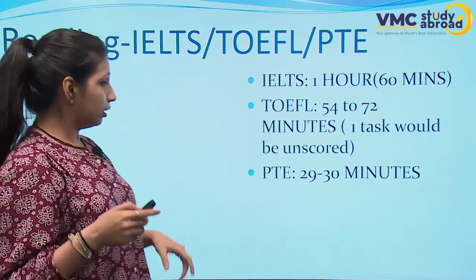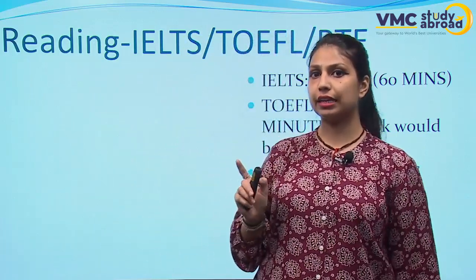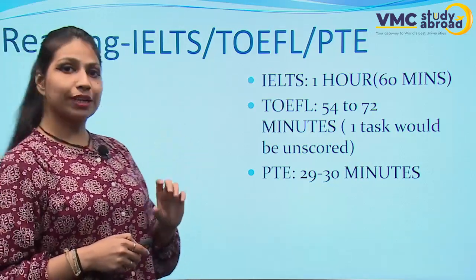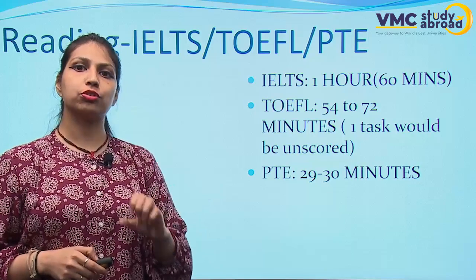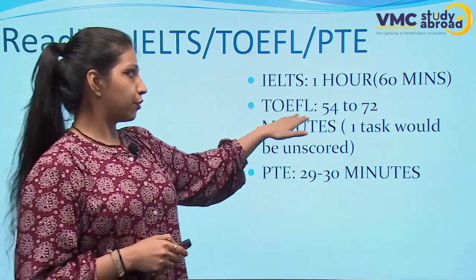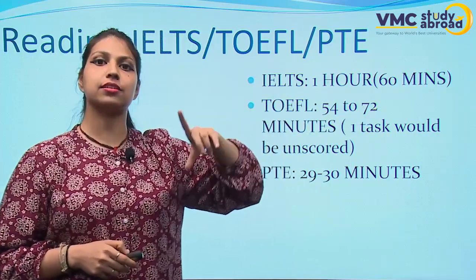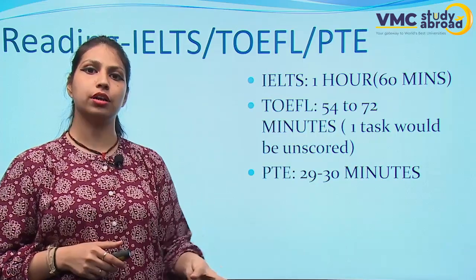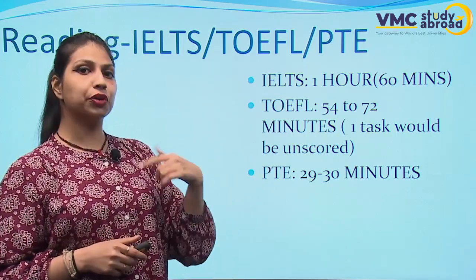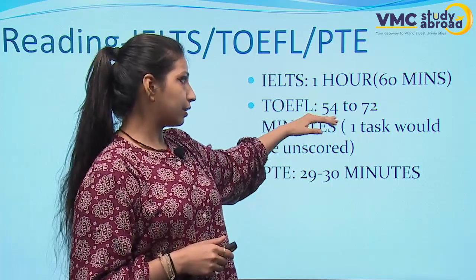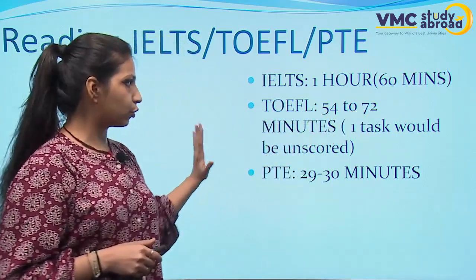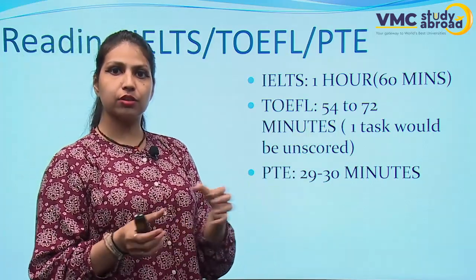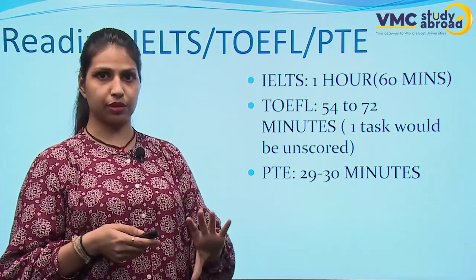Okay, if I talk about the reading, how much time do we need for the reading in these three exams? IELTS takes 1 hour completely, no extra time. In 1 hour, you have to do 3 sections. In TOEFL, you have 54 to 72 minutes. As I said, in listening or reading, in any of the modules, you will have one unscored set of questions. So including that unscored set, either 54 or 72 minutes you will have for the TOEFL reading. PTE, you have 29 or 30 minutes.